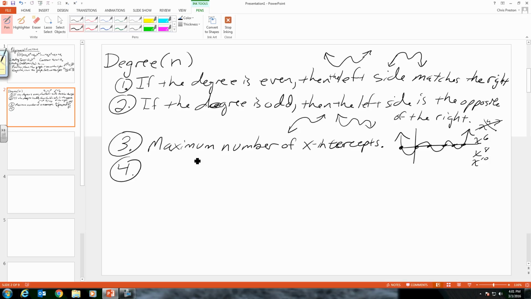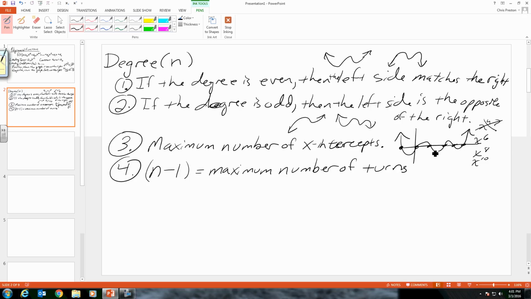Another thing that's related to that is this tells, if you take the degree n and you subtract 1 from it, this is the maximum number of terms.